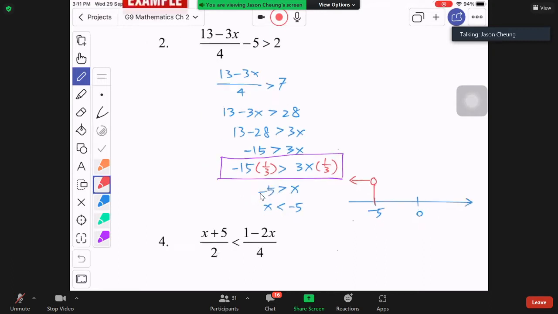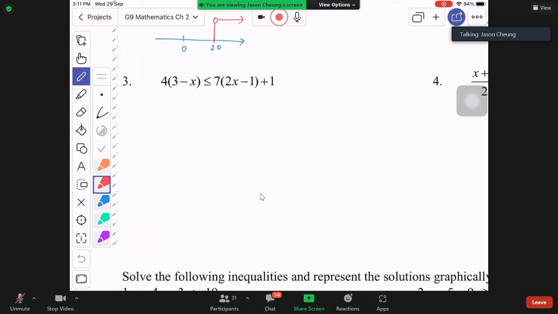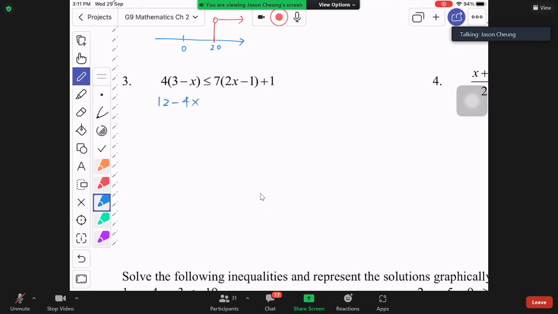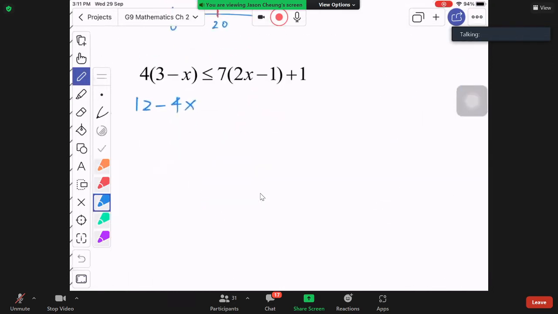Number 3, example 3. Example 3, very complicated, right? But how do you think for this one? How do you think? It seems very complicated this time. Expand, good. Very good. First of all, we're going to expand it. 12 minus 4x, (14x minus 7 plus 1).